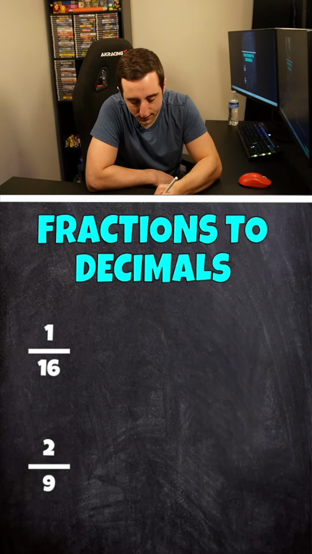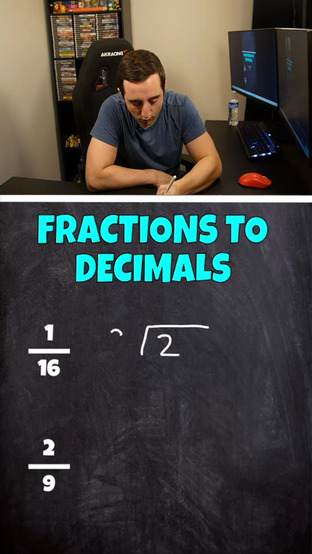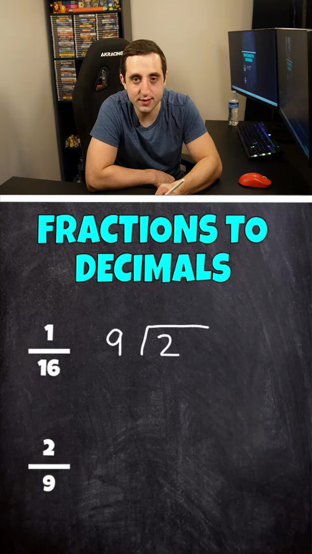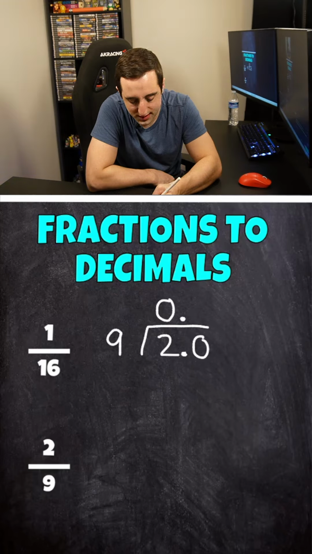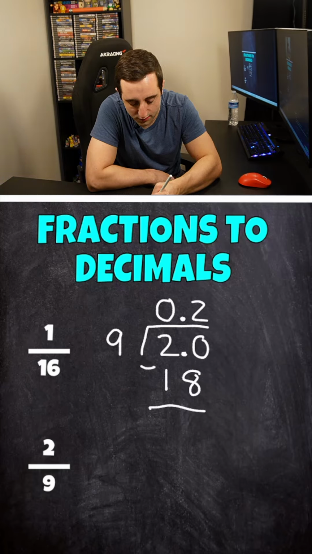2 is going to be our dividend, so we're going to put 2 on the inside, and 9 is going to be our divisor, or the number on the outside. Well, 9 doesn't fit into 2 at all, so we can again extend 2 by just making it 2.0. 9 didn't fit into 2 at all, so we have a 0 there, and the decimal goes up into our quotient. And then how many times does 9 fit into 20? Well, it fits twice. 9 times 2 is 18. We subtract, we get a remainder of 2.